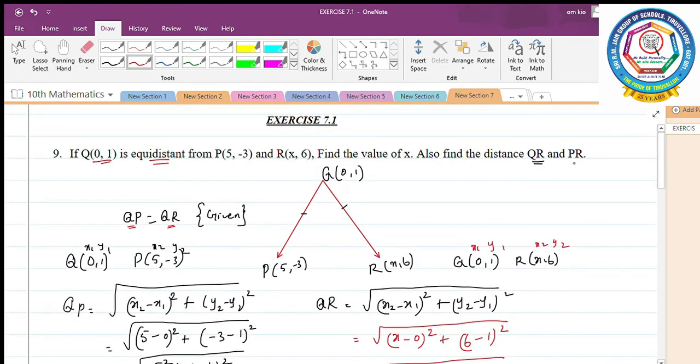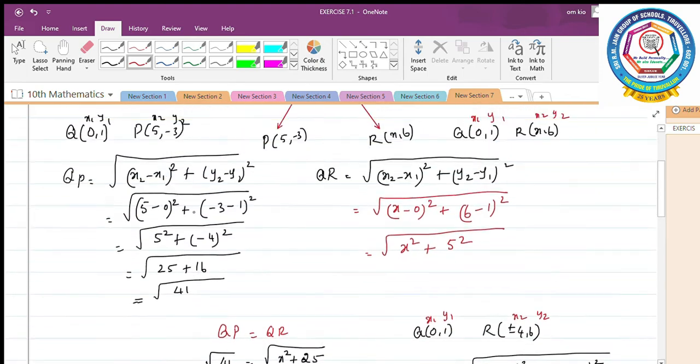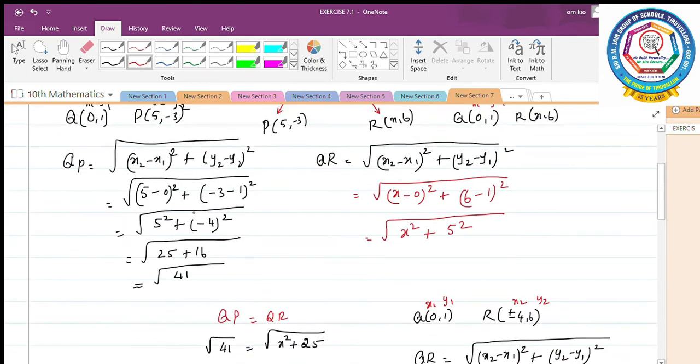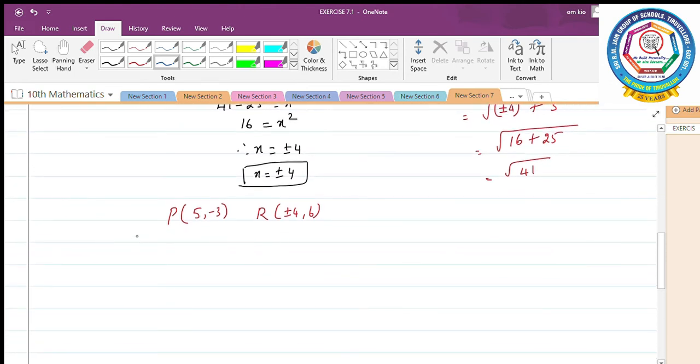Then one more question, we have to find the distance between PR. So what are the coordinates of P? P is (5, minus 3), then R is (plus or minus 4, 6). Here we have to find the distance between PR. First I am going to take x equal to 4. If x is equal to 4, how am I going to find it? P is (5, minus 3), then R is (4, 6).